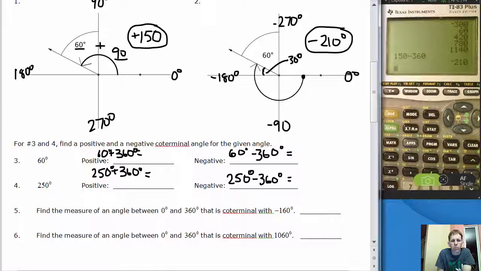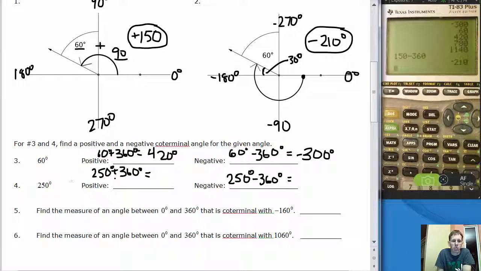So for number 3, to find a positive coterminal angle, just add 360 degrees to 60. It will take you back around the circle, and when you do that, you get 420 degrees. That would be an example of an angle you could use. Likewise, if you're at 60 degrees and you take away 360, you could go back up to negative 300 degrees, and that would be a coterminal angle that's negative.